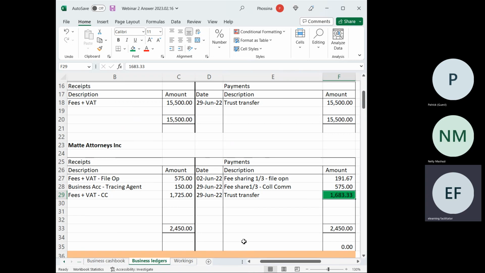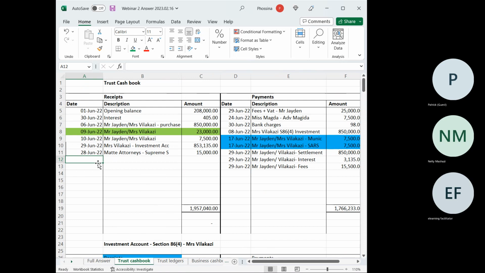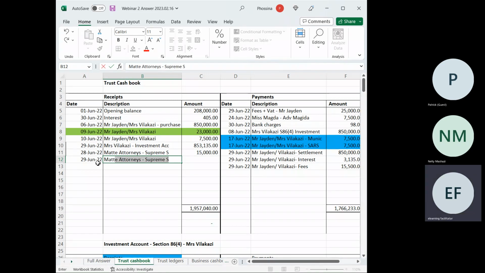It's easier to compute. So then it means we need to go to our trust cash book and show that for Met Attorneys, we are supposed to do a trust transfer. Oh, sorry, I'm recording on the wrong side.